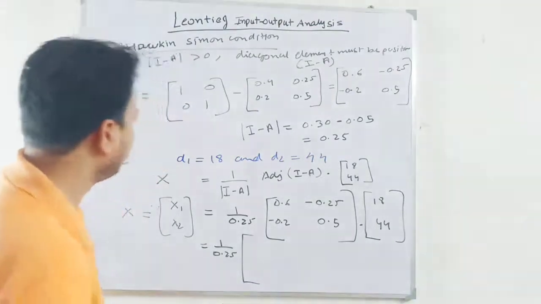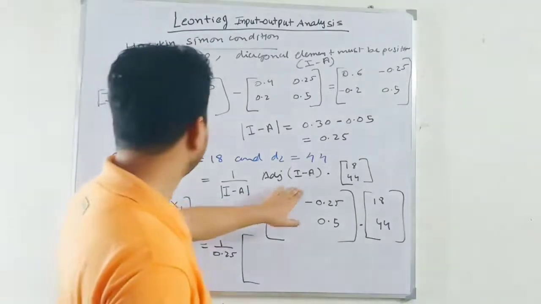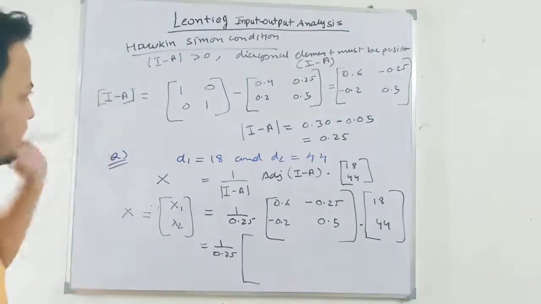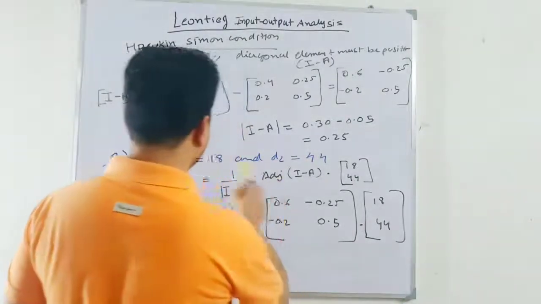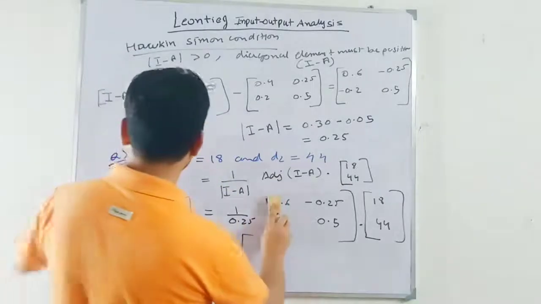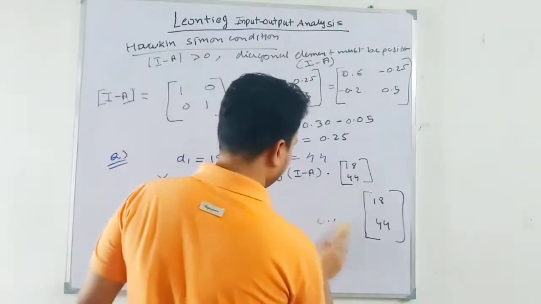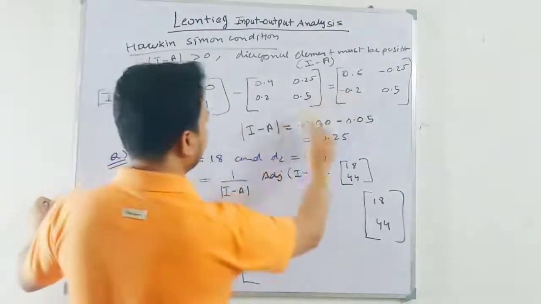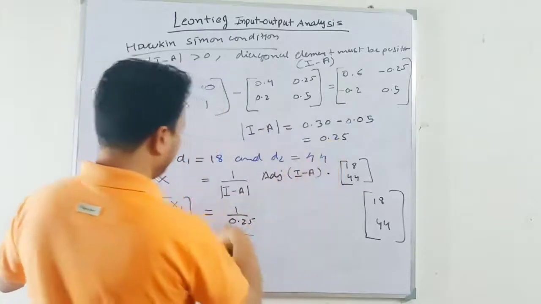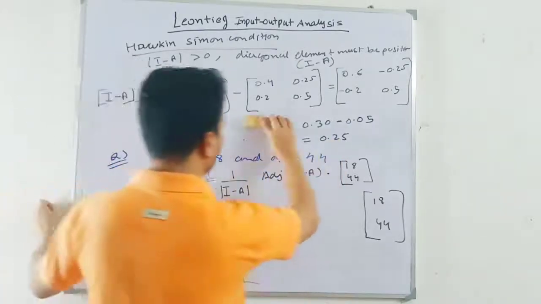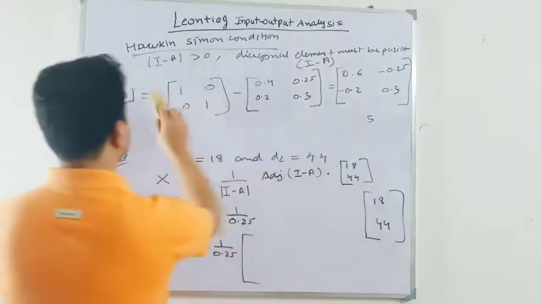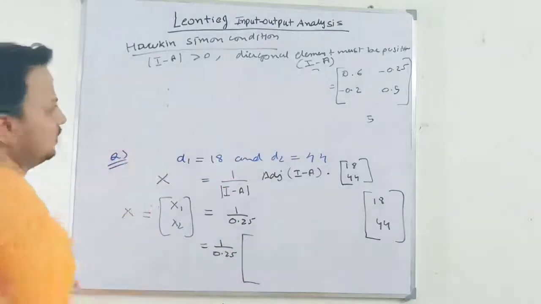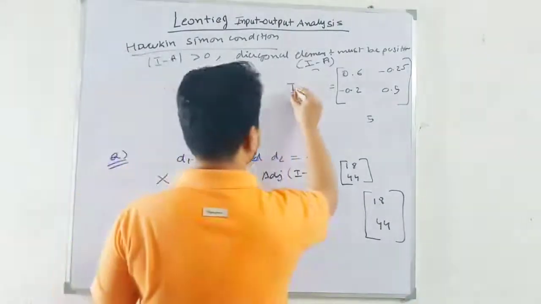Wait, I need to take out the adjoint of this matrix also, right? I think I had not yet taken out the adjoint. This is not here; this is just I minus A. So let me take out the adjoint of it also. So this is your I minus A matrix, and I put the value of the determinant here only.